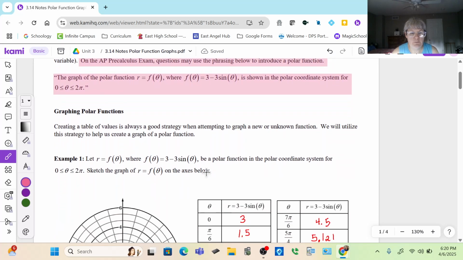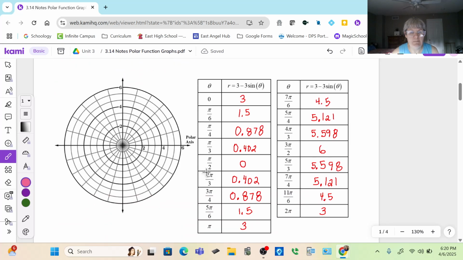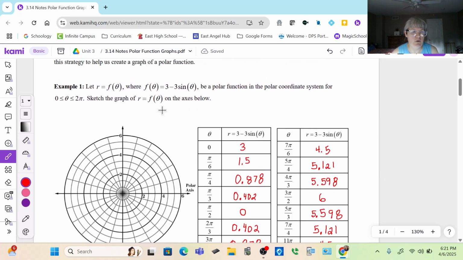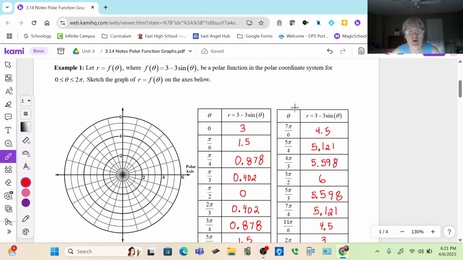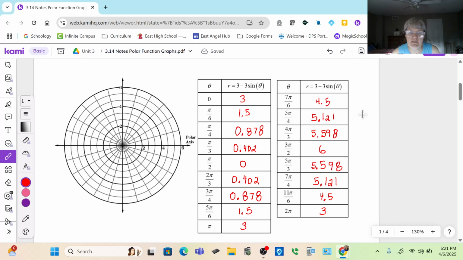And I do want to preface what I'm about to do: you will not be asked to provide graphs on the AP exam because all polar functions are going to be on the multiple choice section. So what I've done here is, if you were given the problem of sketching the graph of r equals f of theta, what would probably be easiest for you at this point would be to complete a table with those radian measures that we have on the unit circle.